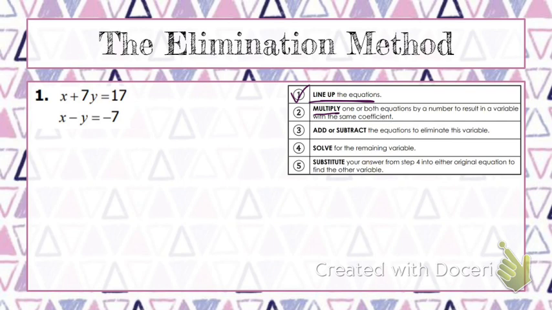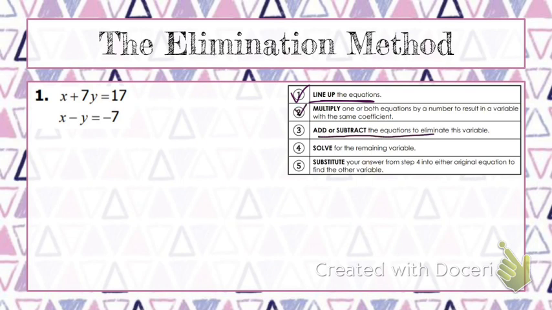Multiply one or both equations by a number to result in a variable with the same coefficient. So what we're seeing here is we have a 1 and a 1, we have a 7 and a 1, and then these don't matter. So our x's already have the same coefficient, so we're going to say that that's done.